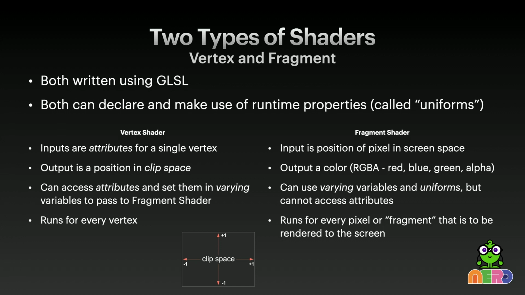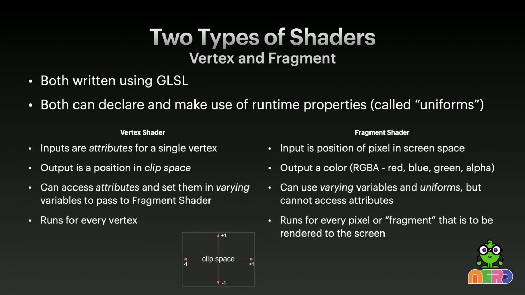So the vertex and fragment shaders are written in a language called GLSL, which the L stands for language. I think it's a graphics library shading language. Anyway, the shader language. It kind of looks like C or C++ a little bit, but it's really simple, pared down from a lot of the complexities you find in those languages. There's these little programs. They both are responsible for declaring and making use of some runtime properties called uniforms.